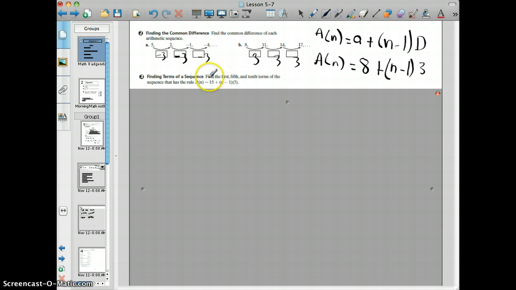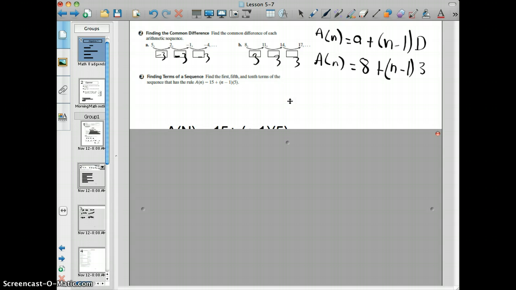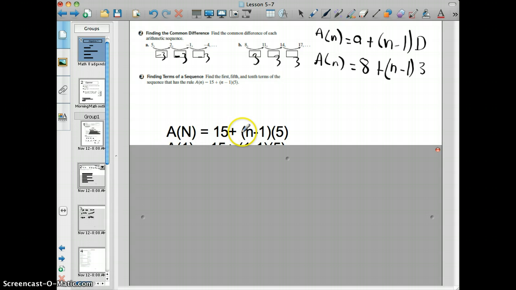Okay, so let's look here. So we have a of n equals 15 plus the quantity n minus 1, closed quantity, times 5. Okay, so just look at the pieces of information. Our first term is going to be 15. Our common difference is going to be 5. So we're going to be going up by 5 all the time. So 15, 20, 25, 30, and so on. But who wants to sit here and do that when we only need the first term, the fifth term, and the 10th term? So what we can do is we can plug in 1 for the first term.